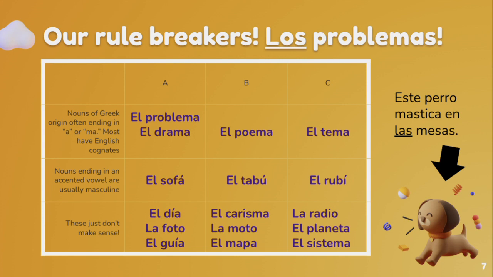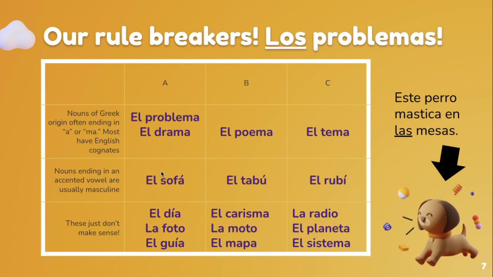All right? Now, of course, we have rule breakers, aka los problemas. Now, look at the word problema. Notice that it ends in an A, and it's plural, and yet it's taking on los. That's because we have some rule breakers that even though they end in an A or they end in an O or they end in an I, an accented vowel, they actually take the opposite. This is where you just have to memorize.